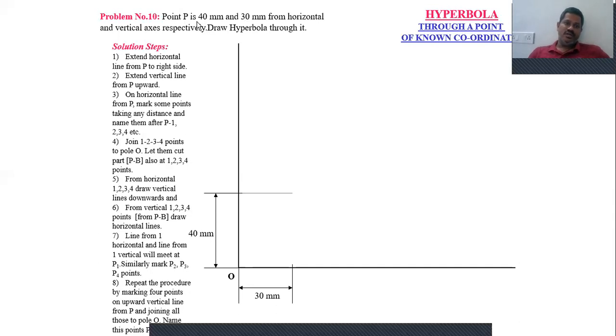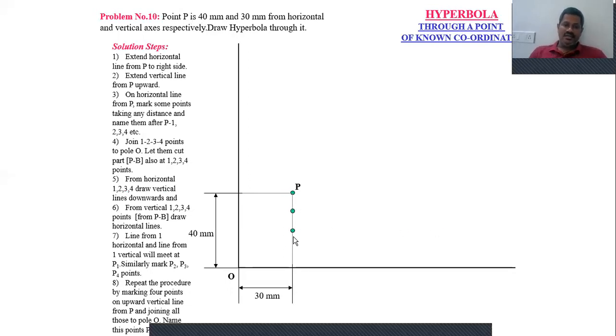In the problem it is specified 40 mm and 30 mm from horizontal and vertical respectively, meaning the horizontal distance is 40 and vertical distance is 30. But please swap these values. Instead of 40 and 30, read these values as 30 and 40. After marking this point, name that point as P. This point is at a distance of 30 mm and 40 mm along the x and y axis respectively, horizontal and vertical axis respectively.